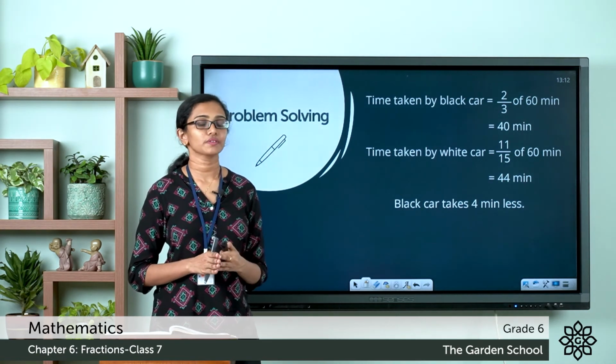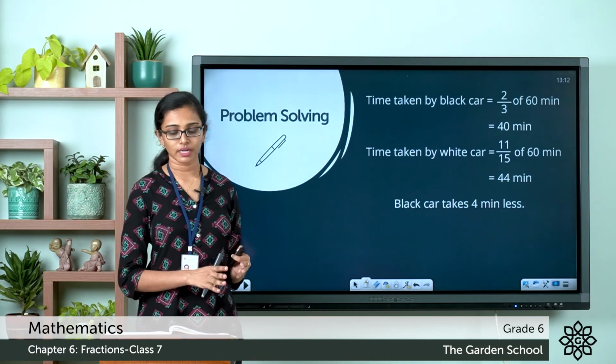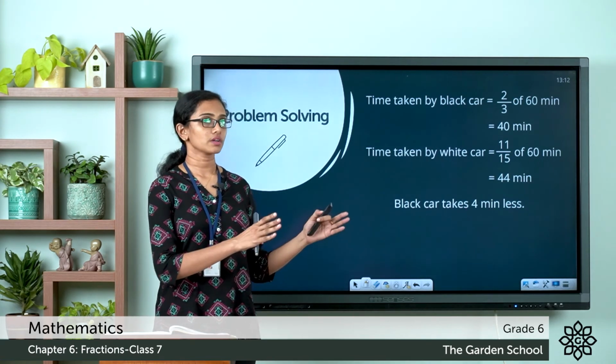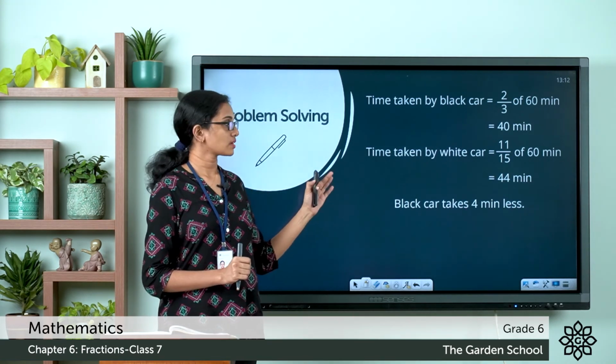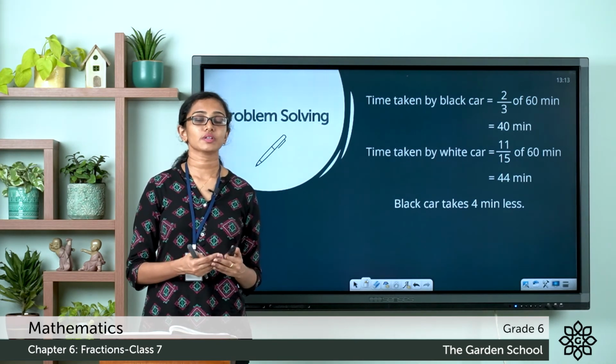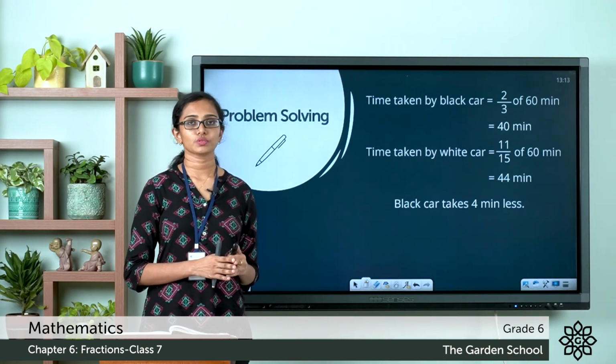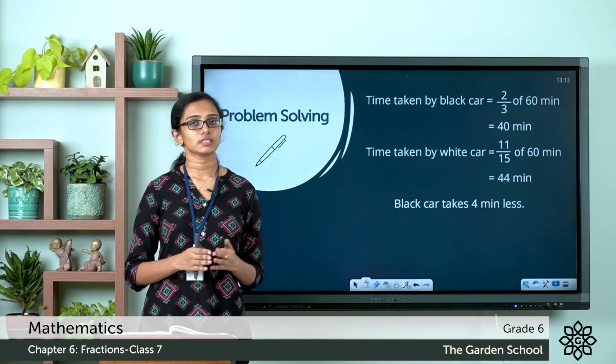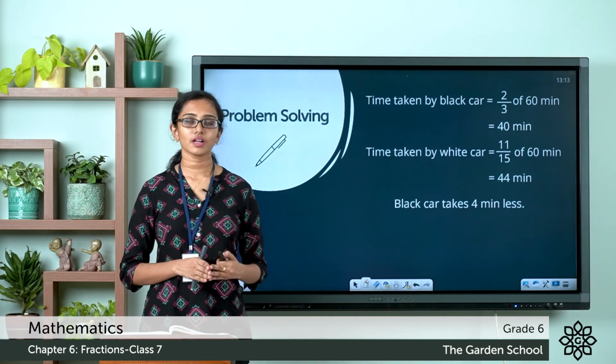Now, the second part of the question: what kind of skills can you predict in Ram? Ram had already chosen the black car to travel the distance. So you need to write down why Ram must have chosen the black car to travel this distance. That answer you can note down in your notebook.